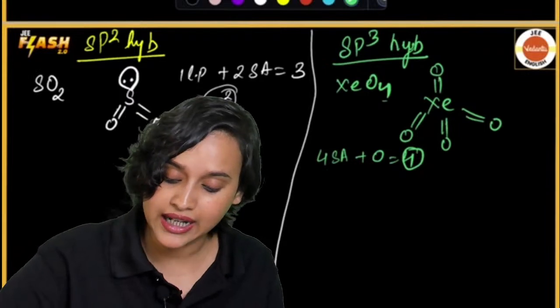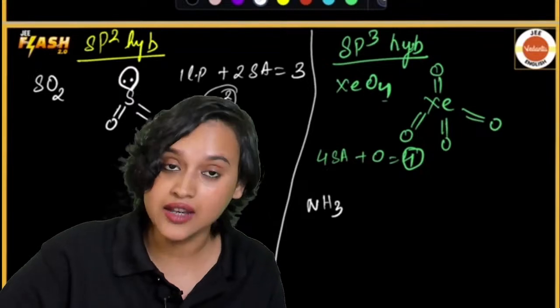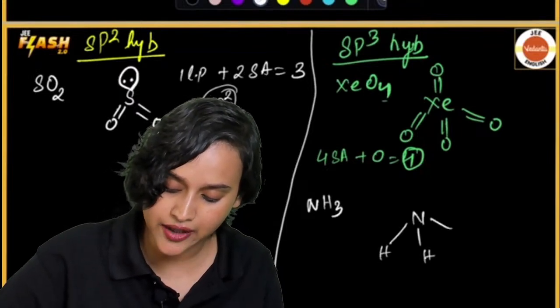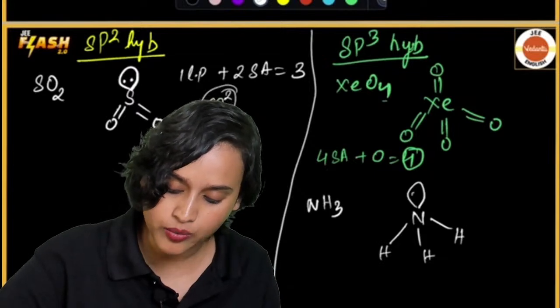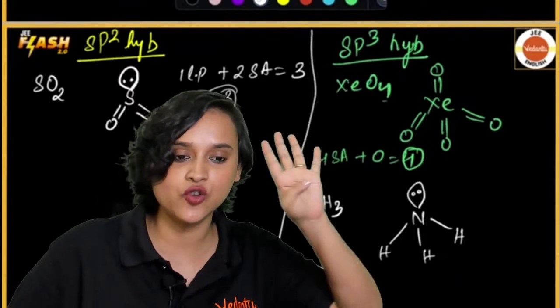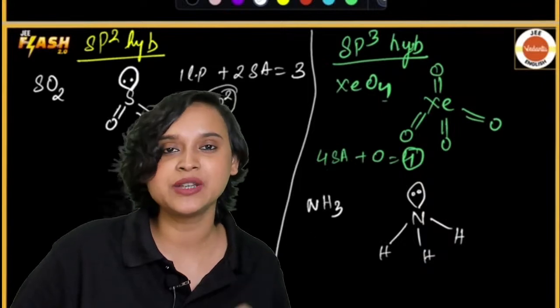Another example, everybody. Let us take a look at NH3. If I take NH3, you have N here, and hydrogen, hydrogen, hydrogen. How many lone pairs? One lone pair. That's it. Steric number is 4. If steric number is 4, that means what will you get? sp3 hybridization.